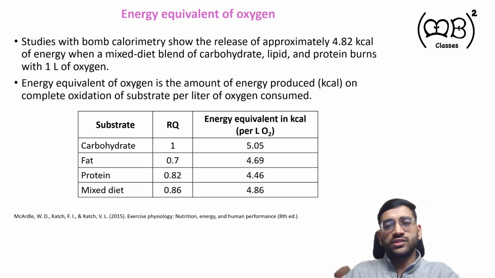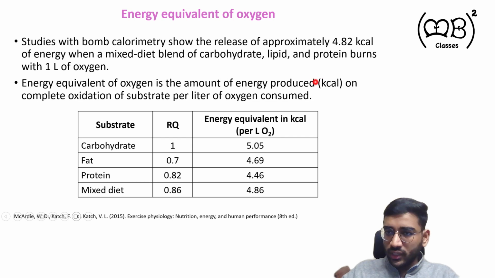So the energy equivalent of oxygen is the amount of energy produced in kilocalories on complete oxidation of a substrate per liter of oxygen consumed, and this depends on the RQ of the substrate. Carbohydrates have an RQ of 1, so more energy is being produced per liter of oxygen, which is 5.05, and fats have a lower RQ of 0.7 and give lesser energy, like 4.69. Proteins have an RQ of 0.82, which is in between carbohydrates and fats, but still the energy equivalent is much less than carbohydrates and fats.